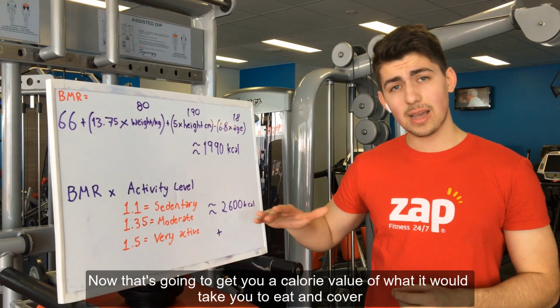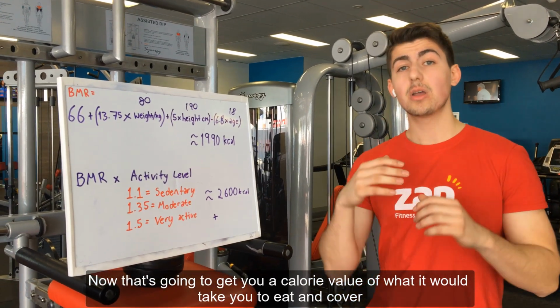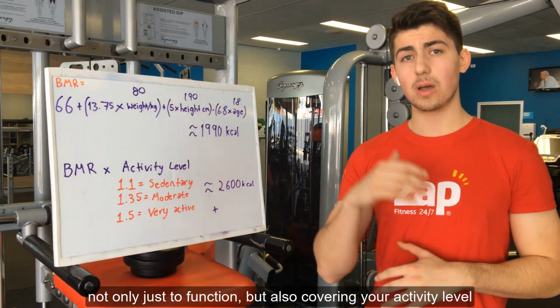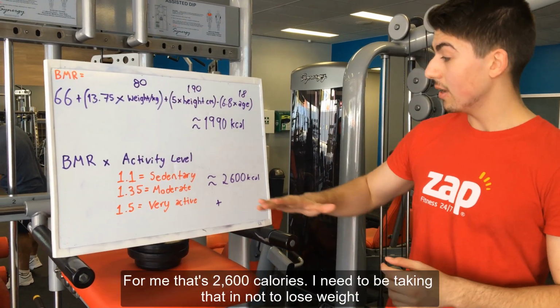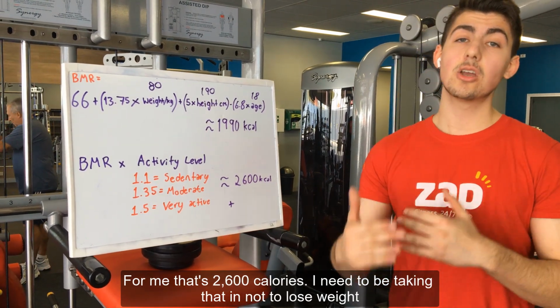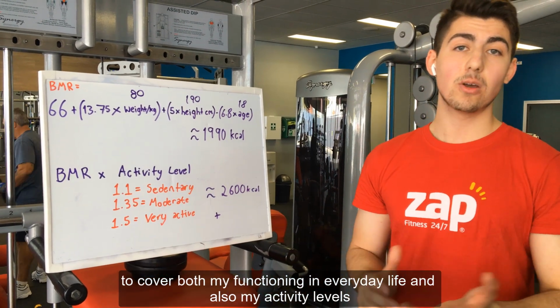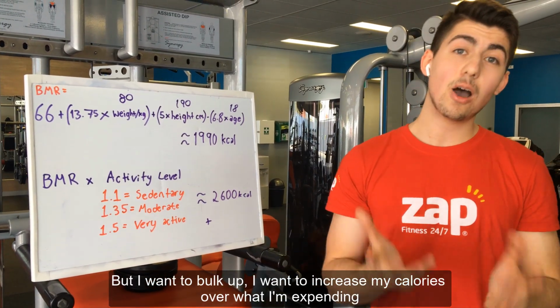Now that's going to get you a calorie value of what it would take for you to eat and cover not only just the function, but also covering your activity level. For me, that's 2,600 calories. I need to be taking that in not to lose weight, to cover both my functioning in everyday life and also my activity levels. But I want to bulk up.